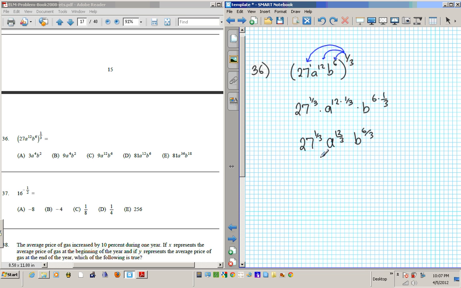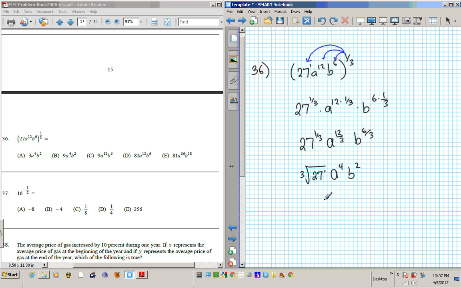What is 27 to the 1/3? That's the same thing as the cube root of 27, because the denominator is a root and the top is a power. So 27 to the 1/3 is 3. And then 12 over 3 is simply 4. And then 6 over 3 is simply 2.